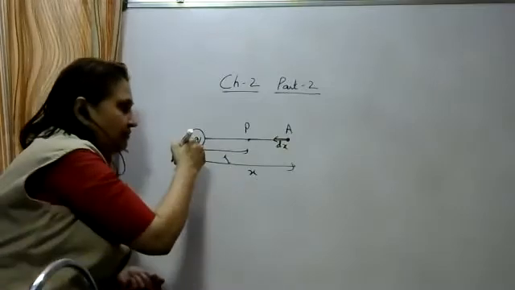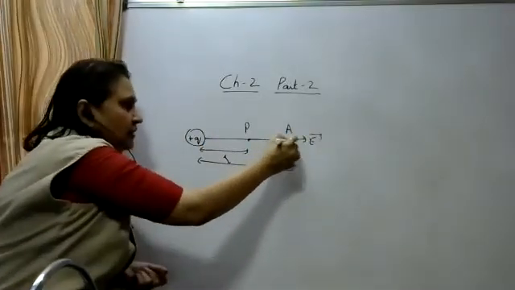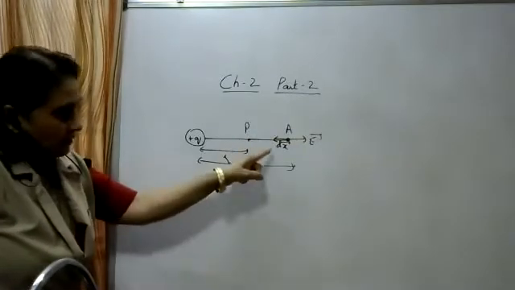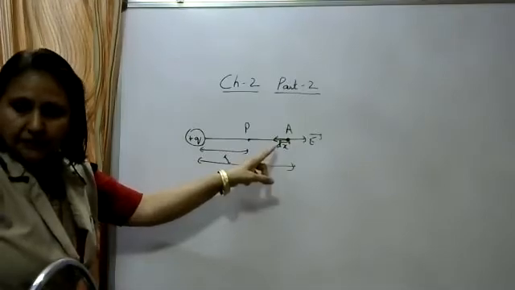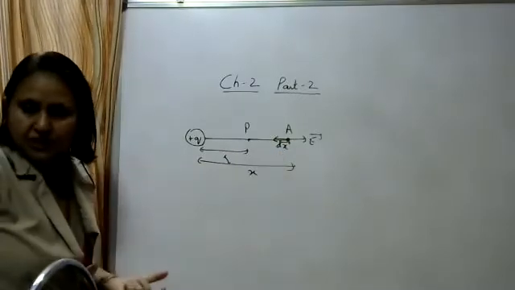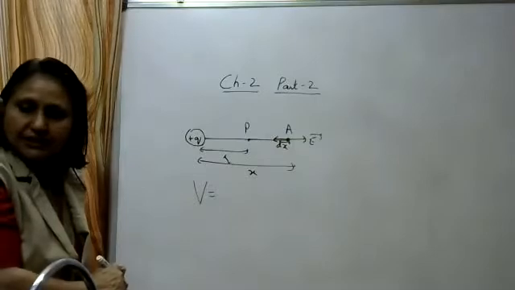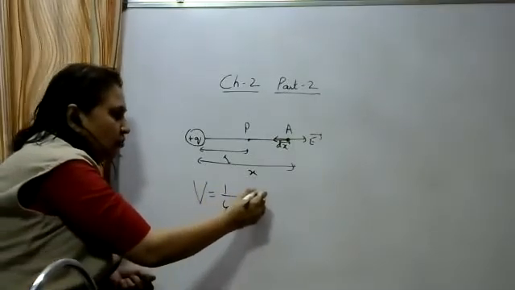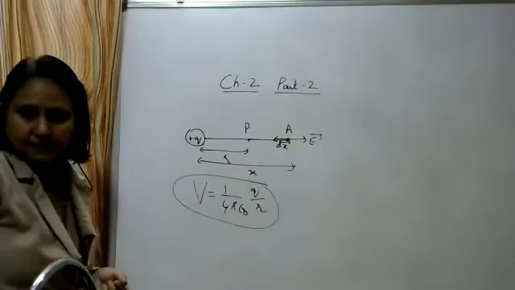Now a test charge Q naught is moved in the opposite direction of the electric field. Why? Because this is due to a positive charge, and this is the direction of the electric field. In moving this Q naught charge, some amount of work is done. This work done per unit test charge we call the potential. The expression for the potential which we derived is 1 upon 4 pi epsilon naught Q upon R. This is the expression of potential due to a point charge.